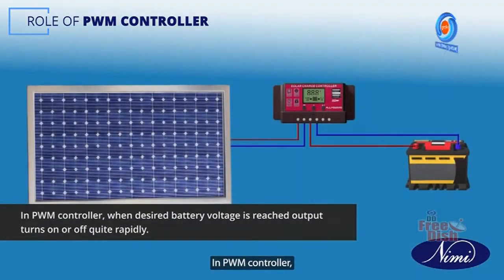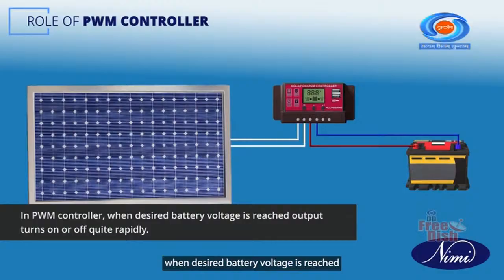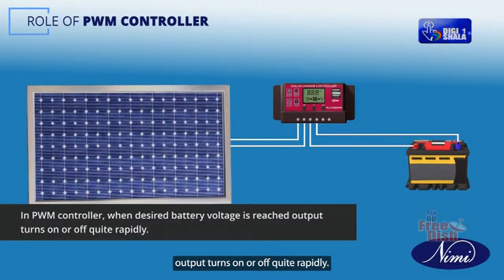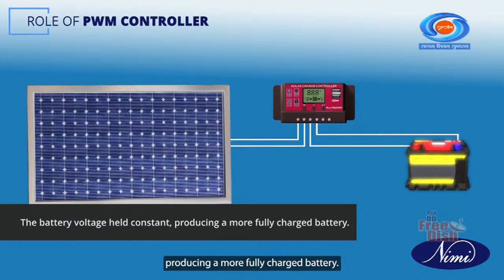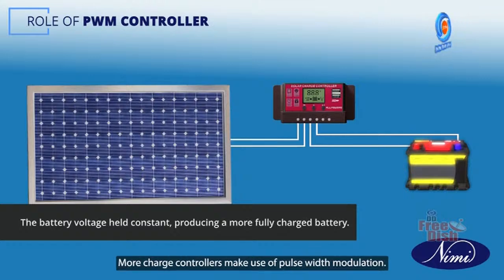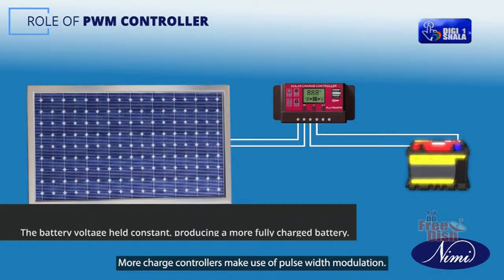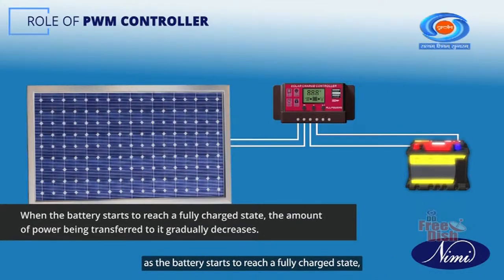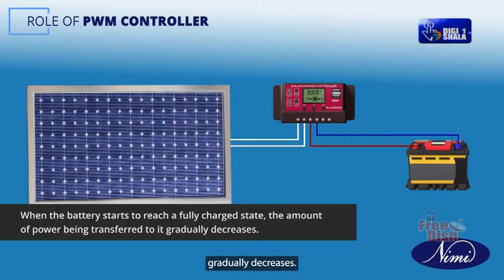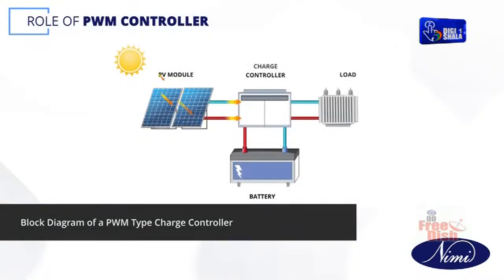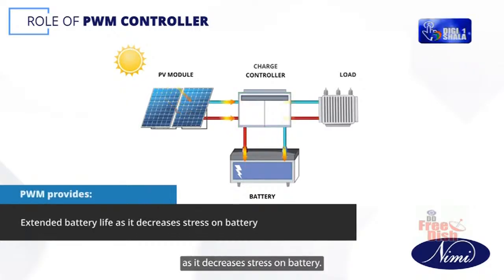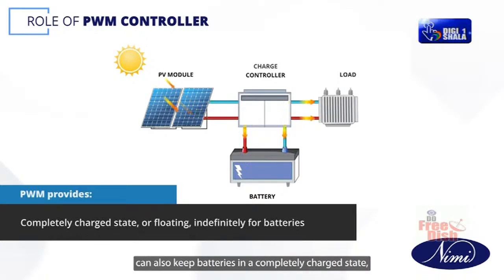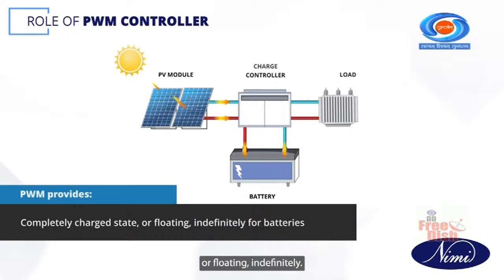In a PWM controller, when the desired battery voltage is reached, the output turns on and off quite rapidly. The battery voltage is held constant, producing a more fully charged battery. Most charge controllers make use of pulse width modulation. This is a process in which, as the battery starts to reach a fully charged state, the amount of power being transferred to it gradually decreases. PWM extends the battery life even more as it decreases stress on the battery. It can also keep batteries in a completely charged state, or floating, indefinitely.